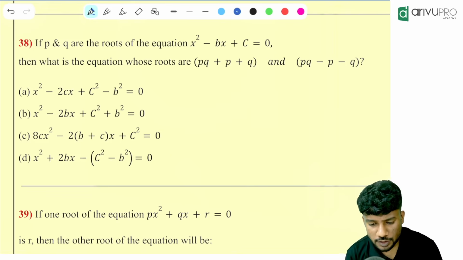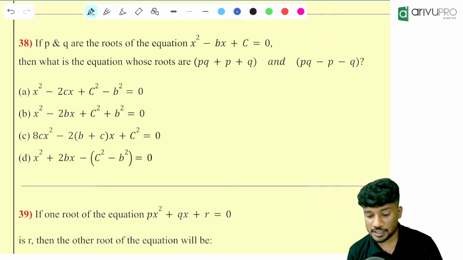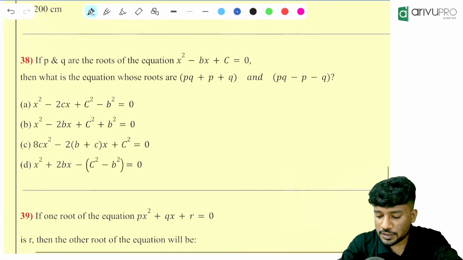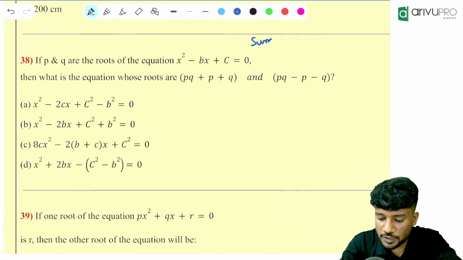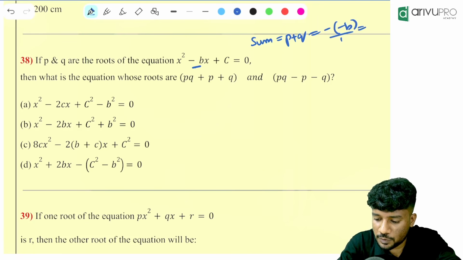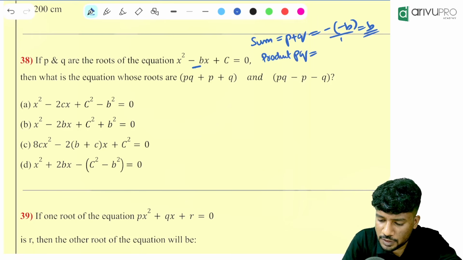If p and q are the roots of the equation x square minus bx plus c. Okay, p and q are the roots of x square minus bx plus c. Can you find what p plus q is? Sum of the roots: p plus q is minus of the coefficient of x divided by 1, which is equal to b. Then what is pq? Product pq is equal to c by 1, which is equal to c.